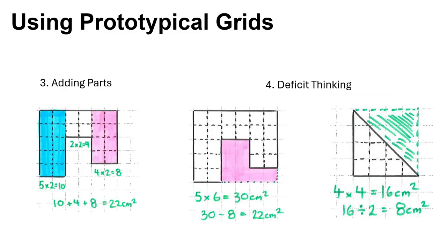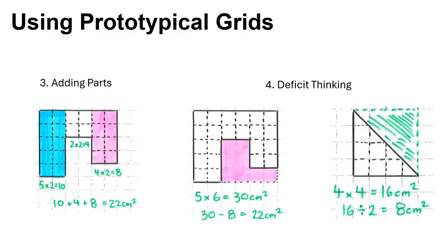Then we go on to adding parts. So we've got those formal methods. 5 times 2 is 10, 2 times 2 is 4, 4 times 2 is 8, 10 plus 4 plus 8, 22 centimeters squared. So what we're doing is we're adding the blue, white, and the purple together, and then we are calculating the total area.